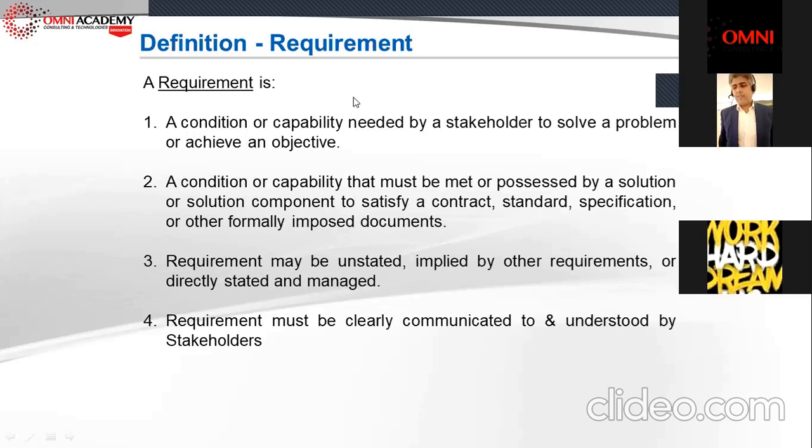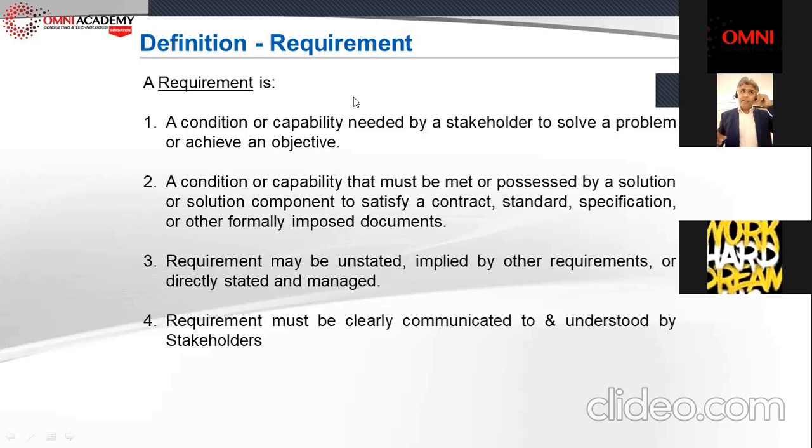A requirement could be unstated. Now this is very important. The requirement may be unstated, like maybe it's written or maybe it's not written, like a process, right? A person does something, so it might not be written, but it's unstated. It could be implied by other requirements. You might have heard.